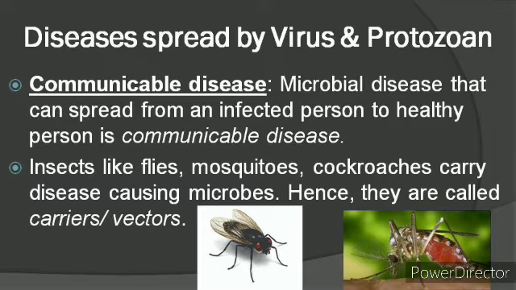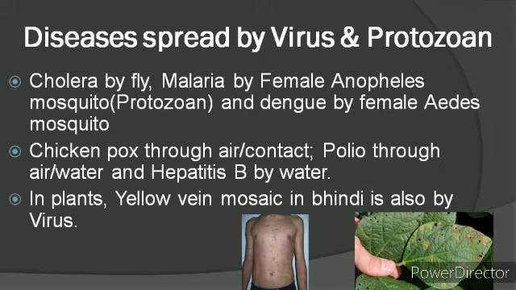So these are communicable diseases spread by the virus, and as far as protozoans are concerned, their vectors are mostly animals, insects like flies, mosquitoes, cockroaches. They carry disease-carrying microbes, and they are called carriers or vectors. Cholera, which is spread by housefly, and malaria, which is spread by the female Anopheles mosquito. This is because of protozoa. Dengue, which is spread by the female Aedes mosquito. This is also a protozoa.